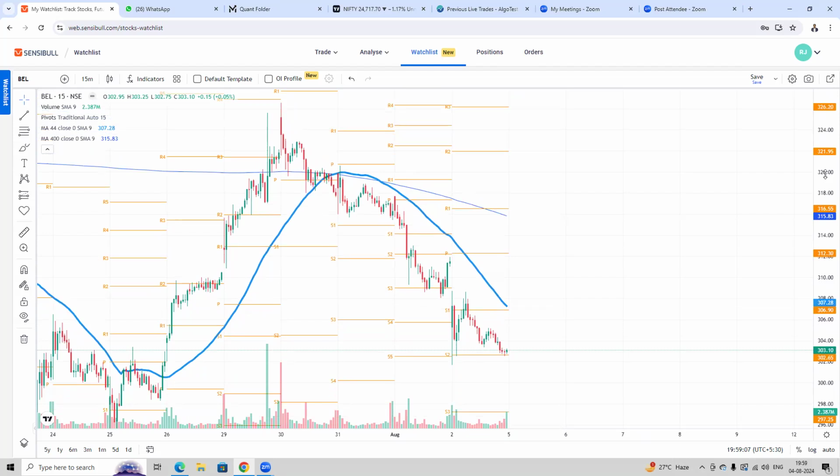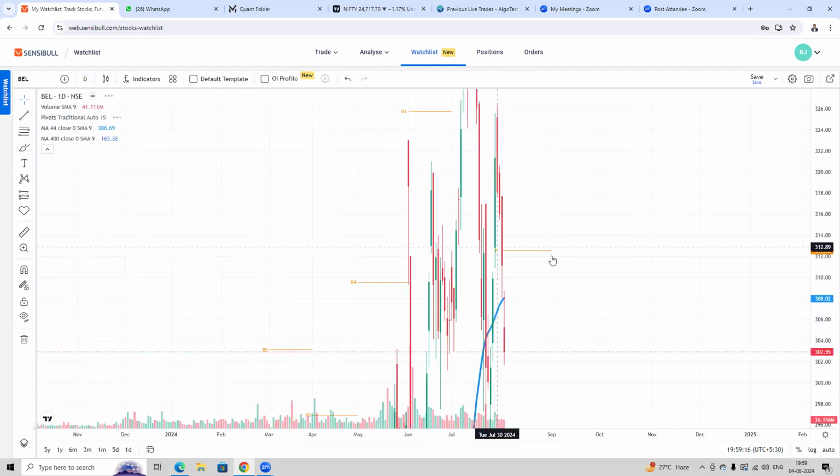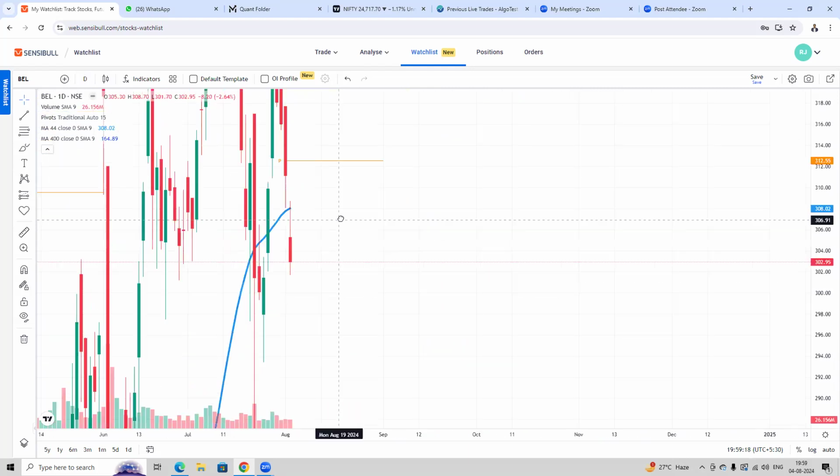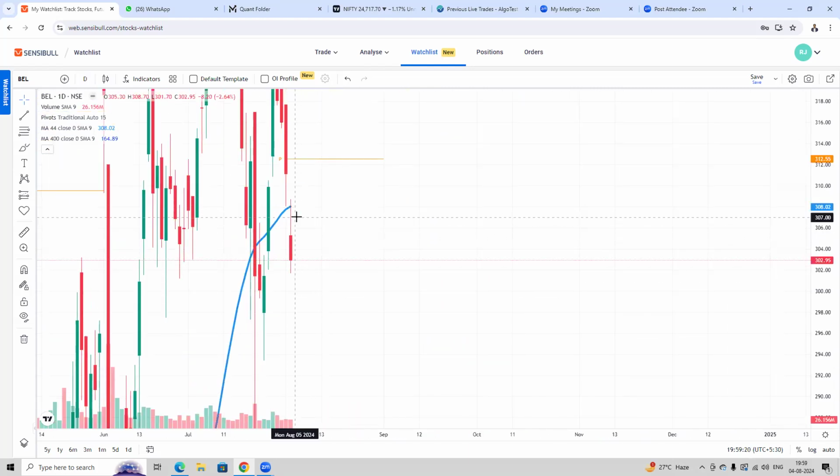And for daily people, those who are holding the stock in delivery, they have to wait for the 1 day candle. Even in 1 day, it has already given an exit because it has already closed below the 44 days moving average. This will give you a clear indication for your holding as well, when you need to exit. And if you want to create a fresh position also, that will give a clear indication.